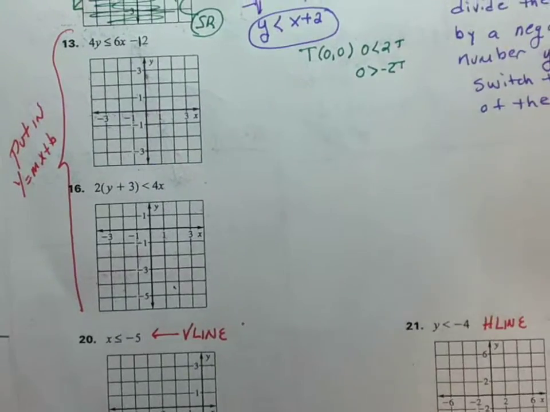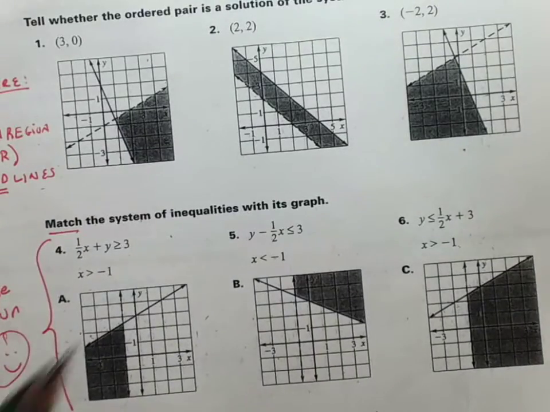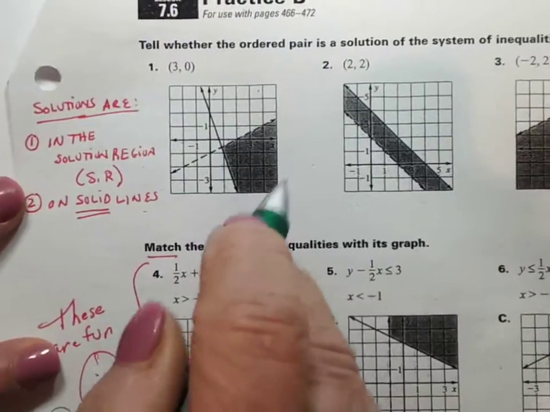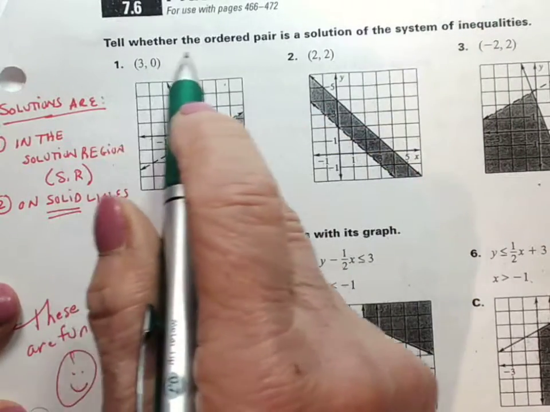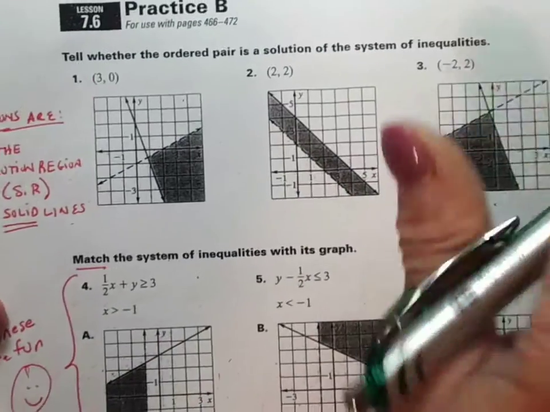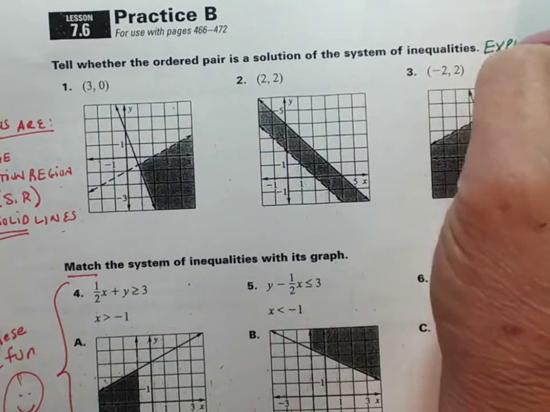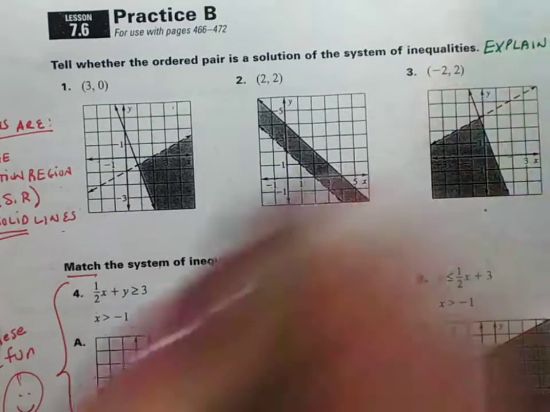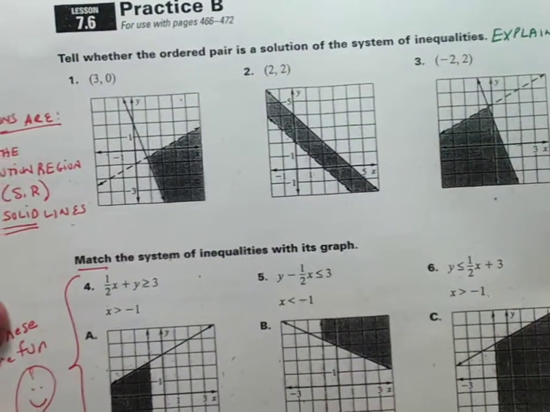So that is 6.7, and now we're on to section 7.6, which is graphing systems of inequalities. And I'm going to let you do these problems, determine whether the ordered pair is a solution of the system of inequalities, explain, because on your quiz next class you're going to need to explain what your decision is.